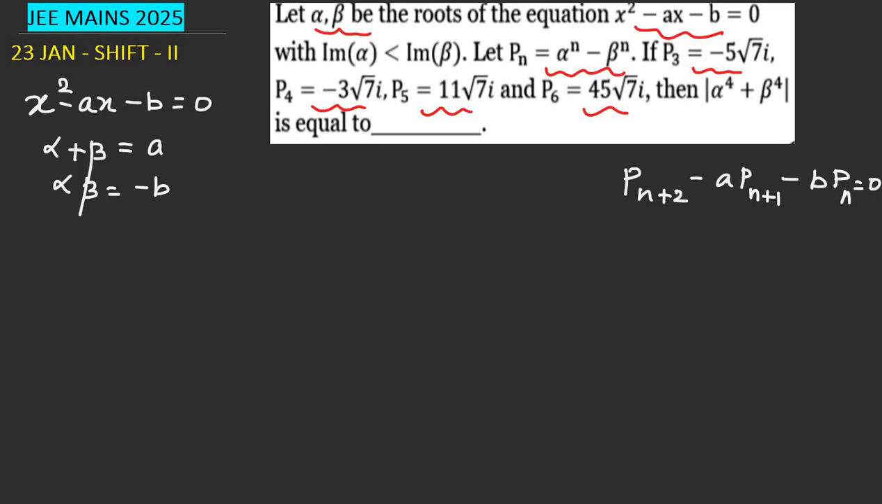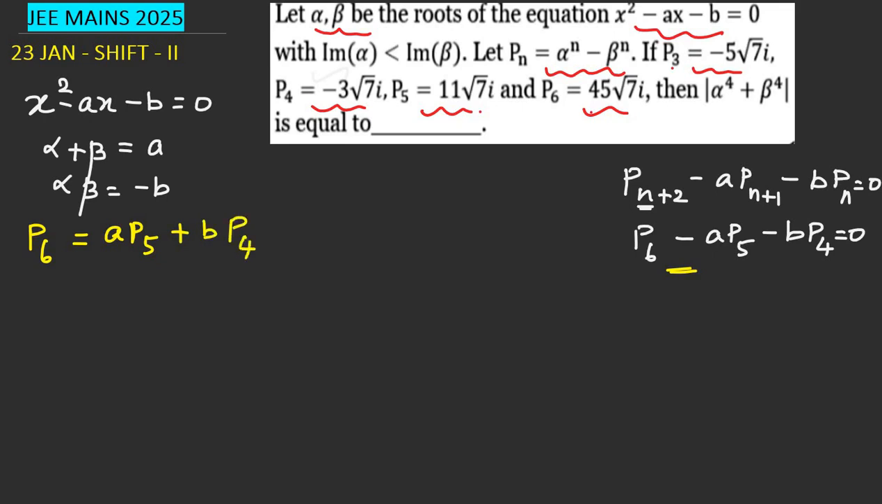Now, from the given series of expressions, P3, P4, P5, P6 are given. Let us take a suitable value here. Let me take n is equal to 4, and therefore 4 plus 2, we get P6 minus aP5 minus bP4 is equal to 0. The equation can be written as P6 is equal to aP5 plus bP4.